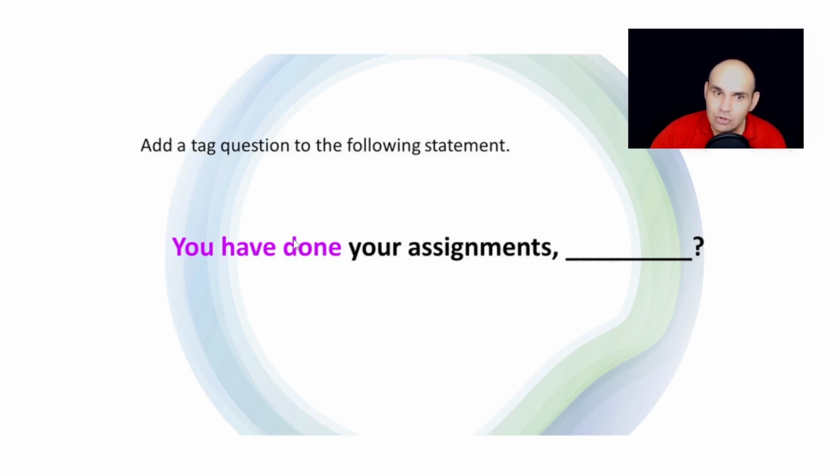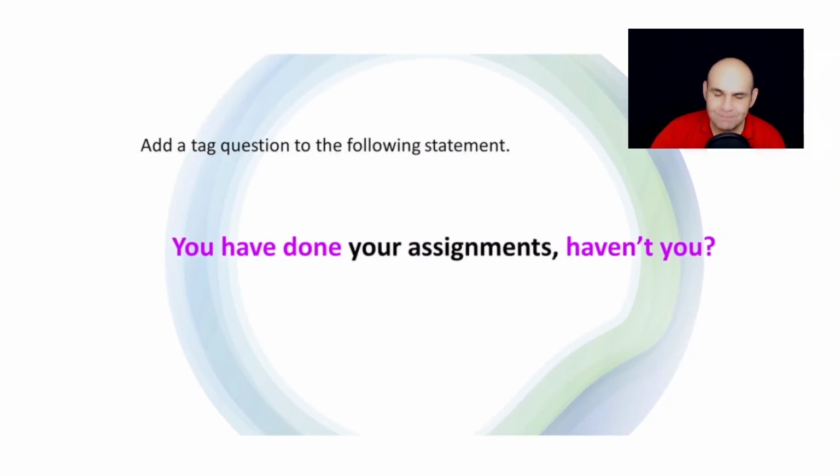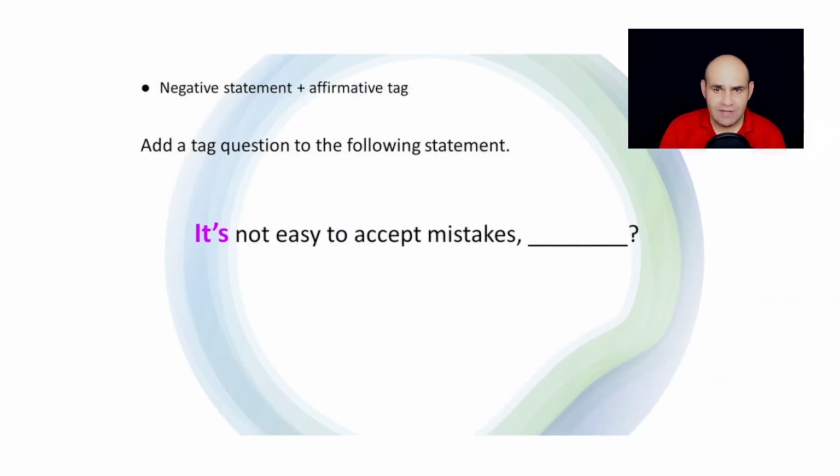You have done. Subject plus have plus done, which is the past participle form of the verb do. So have or has plus past participle. What is the verb tense? Good. Present perfect. So when we have a statement in present perfect, we can use have or has depending on your statement. Here we have "have," so we can use it in the tag. So what is the answer here? You have done your assignments, haven't you? Good. Okay, let's move on to the next slide to do another one.